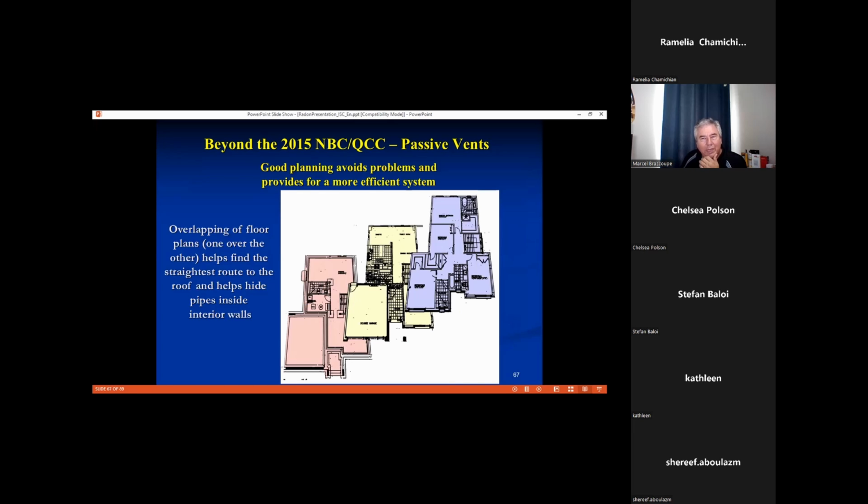When we're doing that kind of work, one of the things that I like doing is overlapping the plans one on top of the other. What I'm looking for is walls that are one on top of the other, from the basement all the way up to the second floor. So I'll overlap the plans and look for walls that I could find that would be one on top of the other. That's essentially where I'm going to be running my pipe.